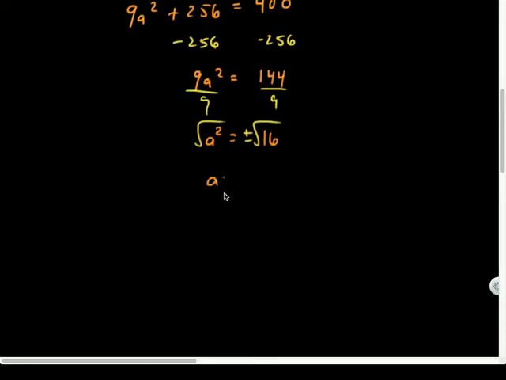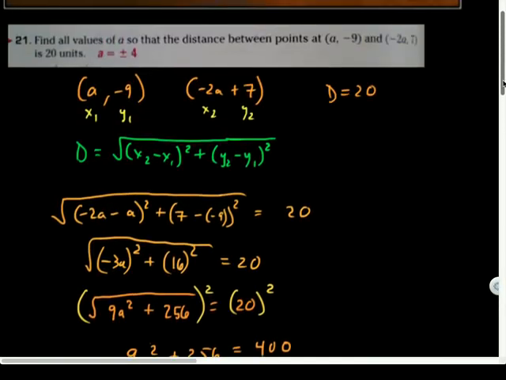And I'll get a equals plus or minus square root of 16, which is 4. So that means you could actually write it as a equals 4 or negative 4 if you wanted, but that's what plus or minus essentially means. So there's 2 answers here. That means I could have actually plugged in 4 for both of these, and I would have had 4, comma, negative 9 and negative 8, comma.